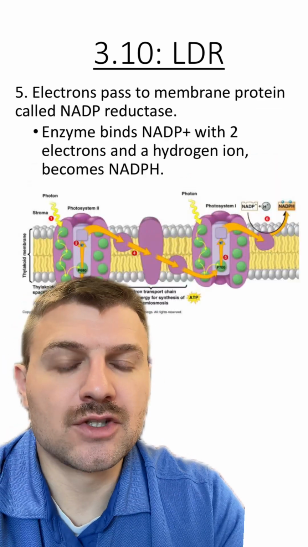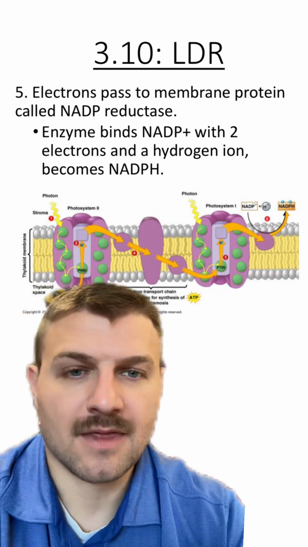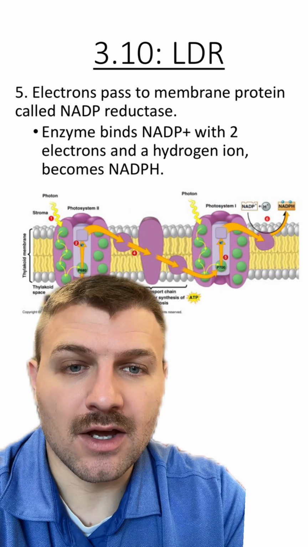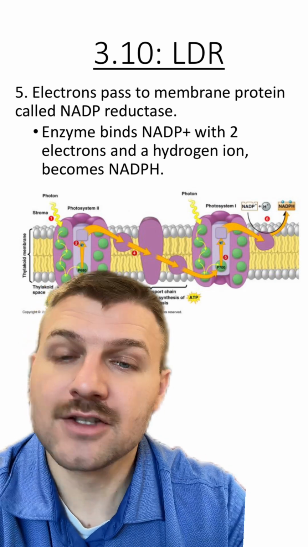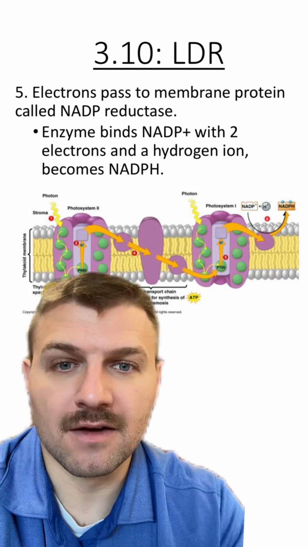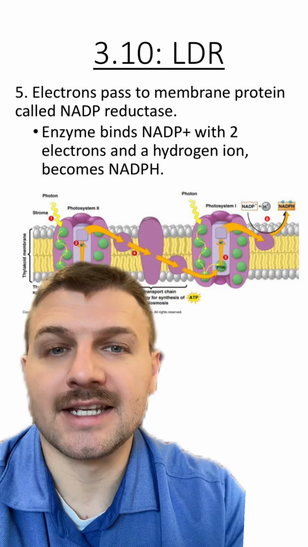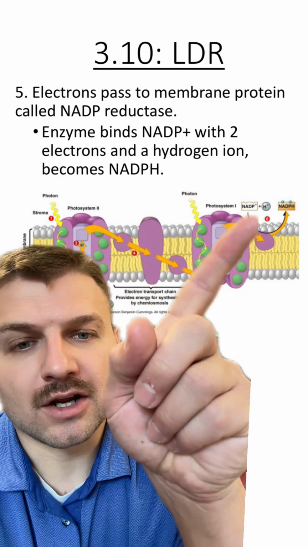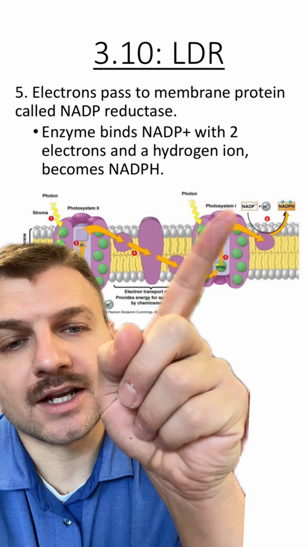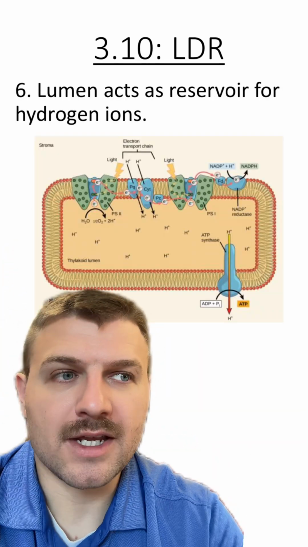The electrons are going to pass to another membrane protein called NADP reductase. This enzyme is going to bind NADP, a hydrogen ion, and the electrons all together to form something called NADPH. This is our first product of the light-dependent reactions that's going to funnel its way into the light-independent reactions. You can see that occurring over here where we have NADP and a hydrogen ion and two electrons being bonded together to form NADPH.